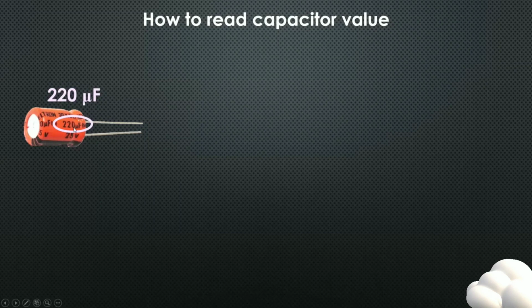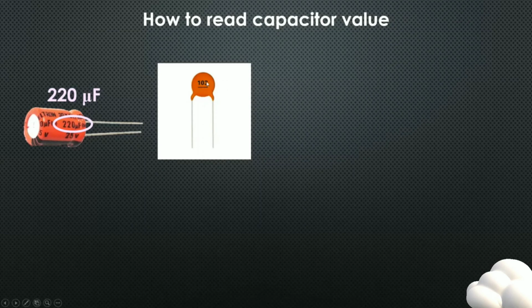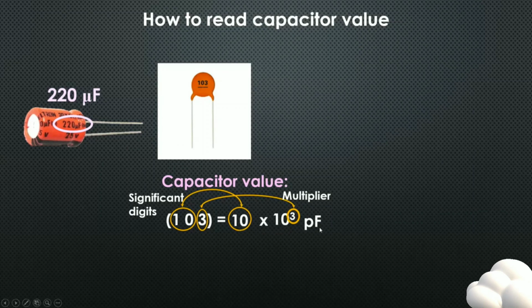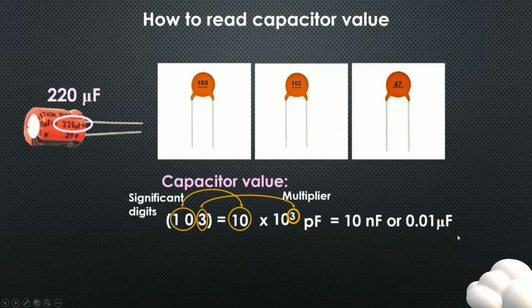Next, the important topic is how to read the capacitor value. For example, in a figure we have a capacitor whose value is specified as 220 microfarad. If it is an electrolytic capacitor, the value of the capacitance will be directly specified there. But in a ceramic capacitor, the value is specified as numbers. So if it is 103, the first two digits are the significant value which has to be kept as it is. The third is the multiplier, that means it has to be used as a power of 10 raised to 3, and these ceramic capacitors will have the values always in picofarad.